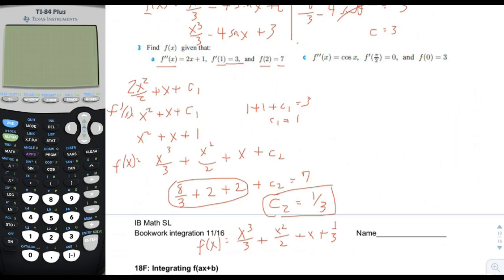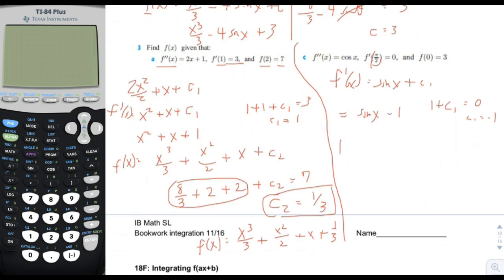Now let's do the same thing for this one here. So the second derivative of the function is cosine x. So the first derivative is going to be just sine x, right? Plus c1. And let's see, when x is pi over 2, then f dashed is going to be 0. So sine of pi over 2 is sine of 90 degrees, which happens to be 1. So it would be 1 plus c1 is equal to 0. So we know that c1 is equal to -1. So we'll rewrite f dash of x as sine of x minus 1.